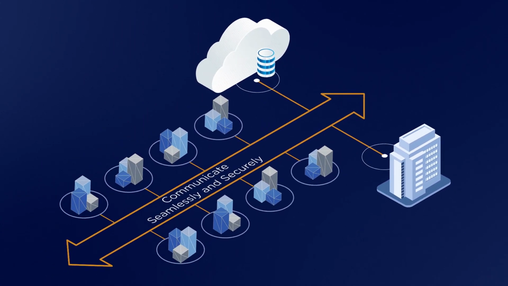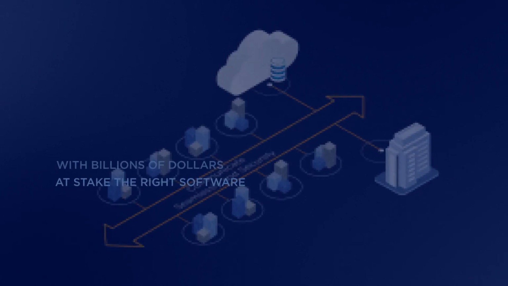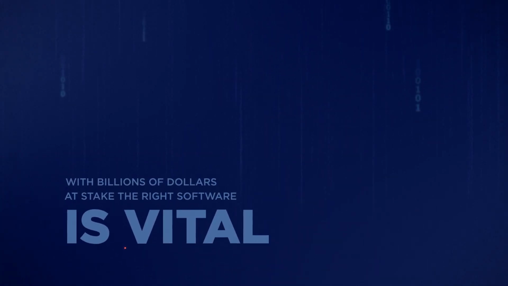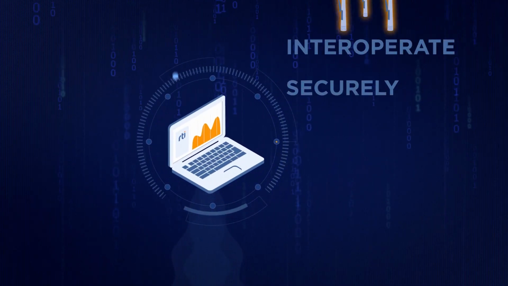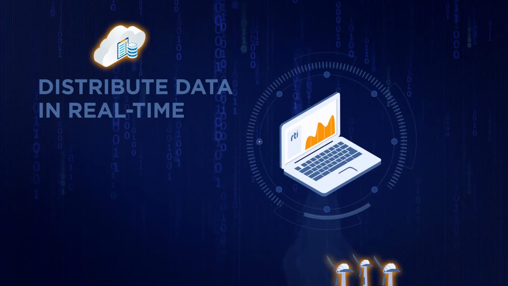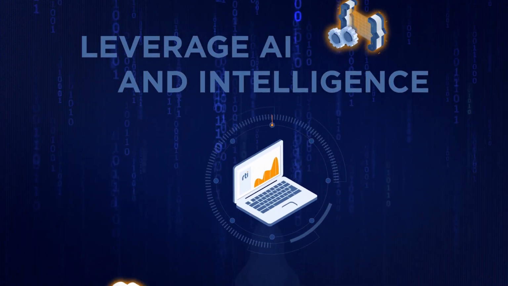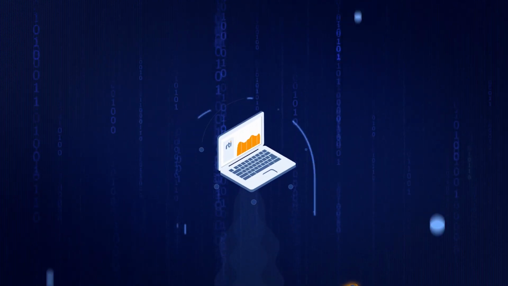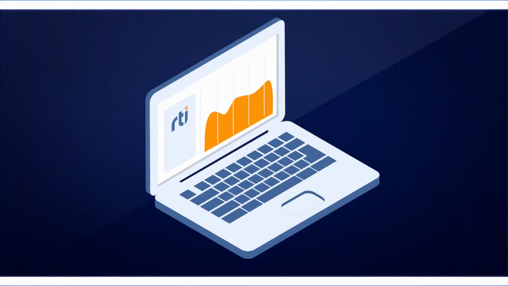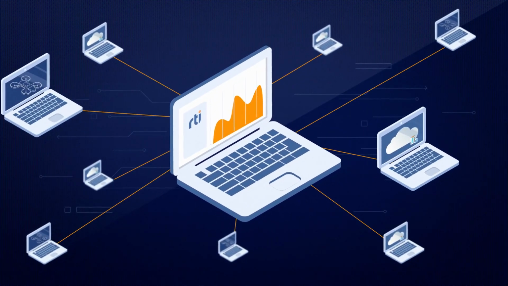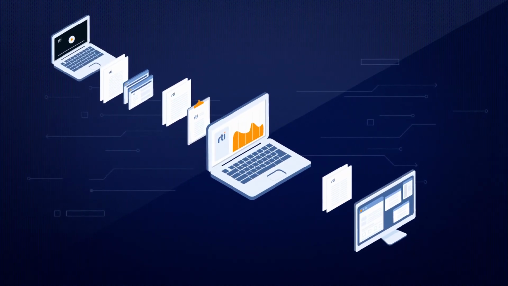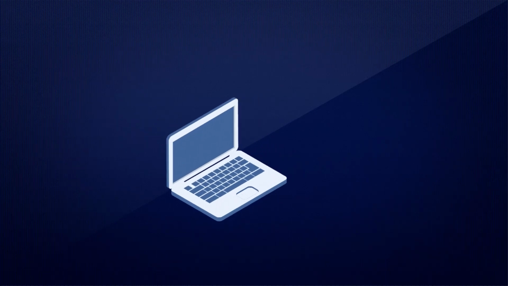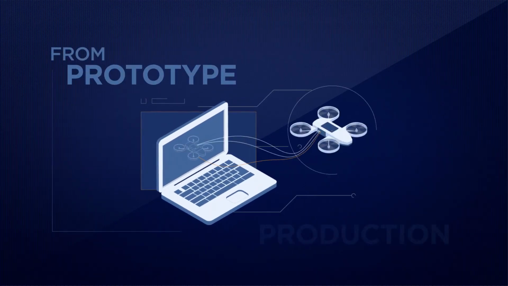For projects with billions at stake, choosing the right software at the start is vital. RTI Connext provides the infrastructure software that smart systems need to interoperate securely, distribute data in real time, and leverage AI and intelligence for decision-making at the speed of relevance. As the most widely adopted DDS implementation on the market, Connext also offers powerful tools and developer resources to accelerate all project lifecycle phases from prototype to production.